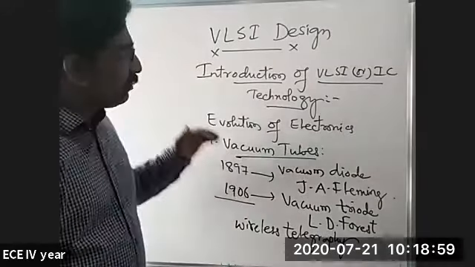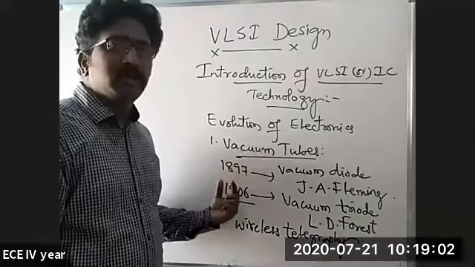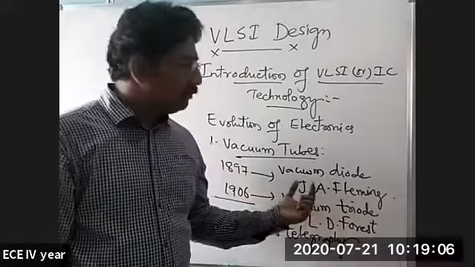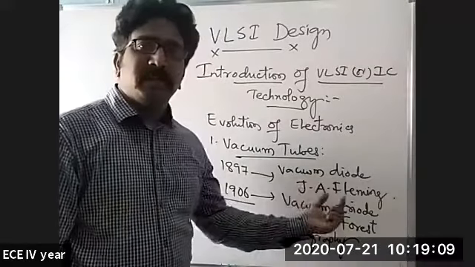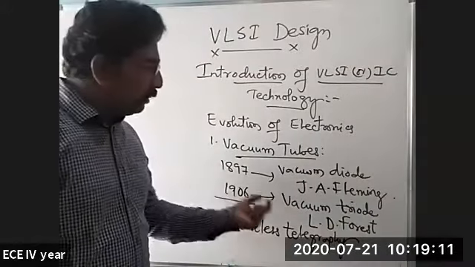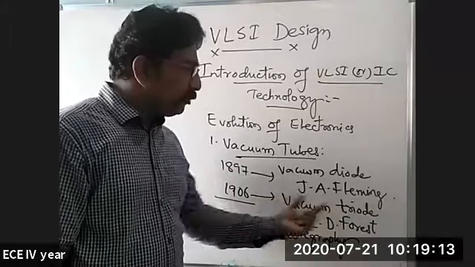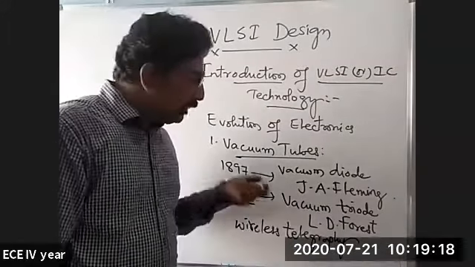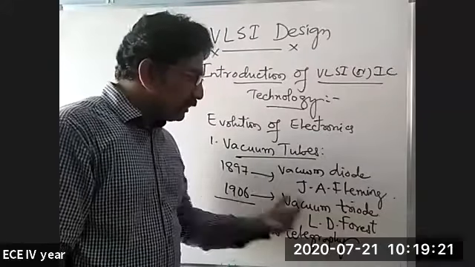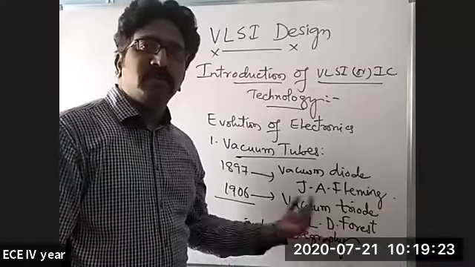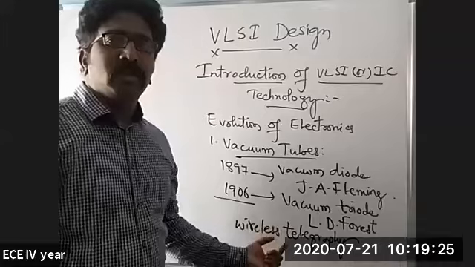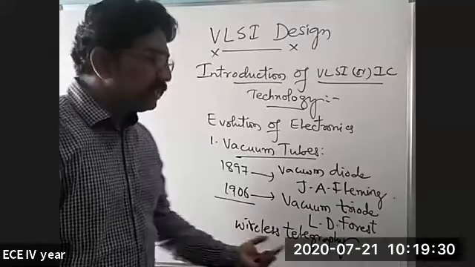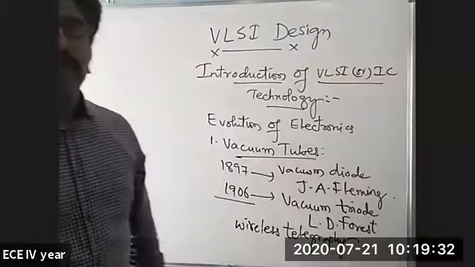So firstly, the evolution of electronics starts with vacuum tubes. In 1897, the first kind of vacuum tube, the vacuum diode, was invented by J.F. Fleming. And in 1906, another kind of vacuum tube called the vacuum triode was invented by L.D. Forrest. Because of this invention, the same person also invented, using the vacuum triode, a new kind of device called wireless telegraphy.